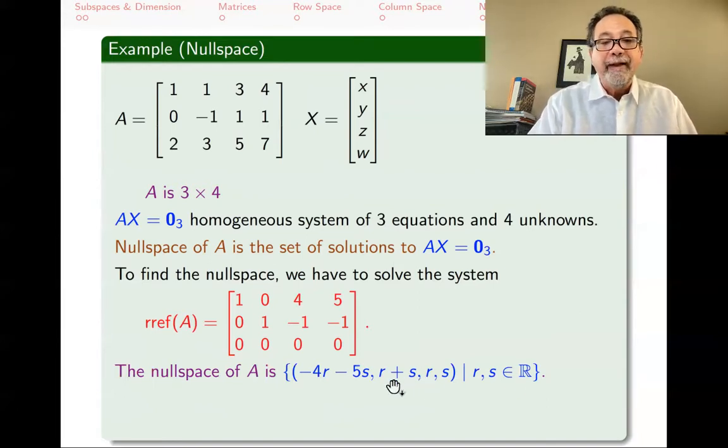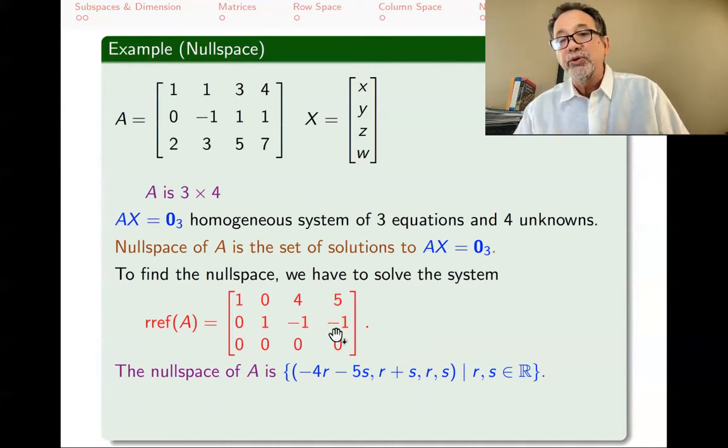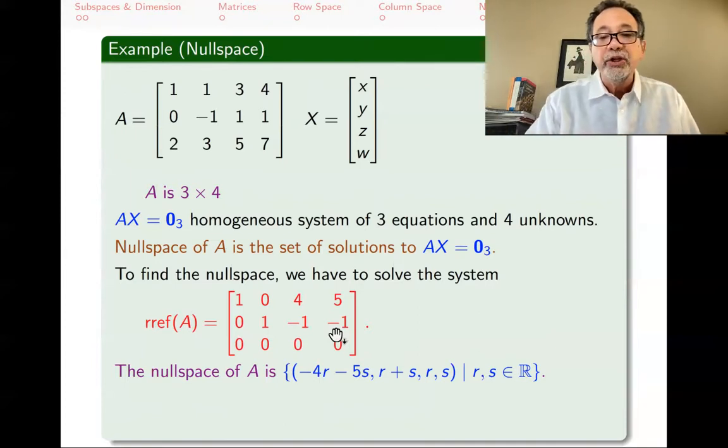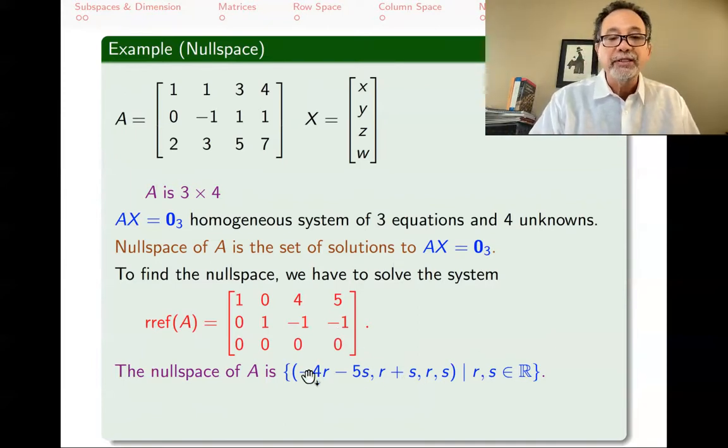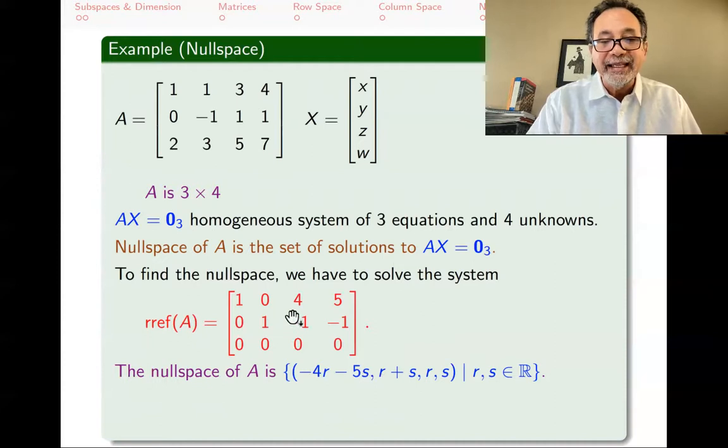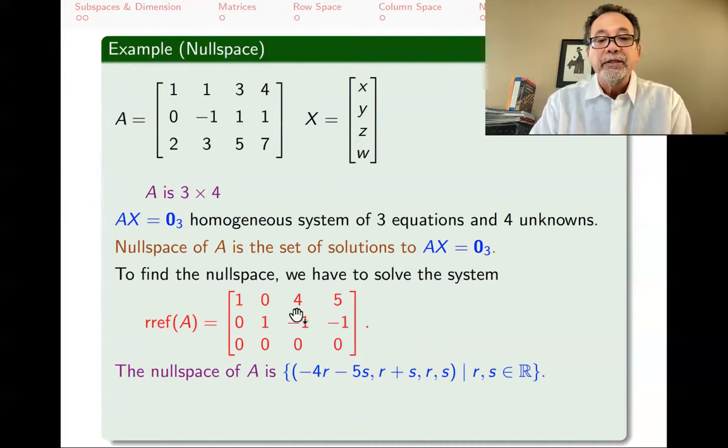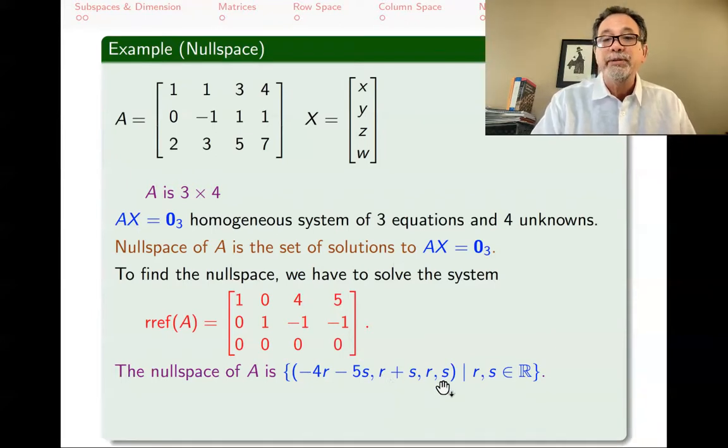But then from the second equation, we get that Y is always going to be Z plus W, because Y minus Z minus W equals 0. So you take the other guys to the other side, you get Y equals Z plus W. And likewise, you get that X is minus 4Z minus 5W. So because you had let R and S be Z and W, you get minus 4R minus 5S. So these are these guys.